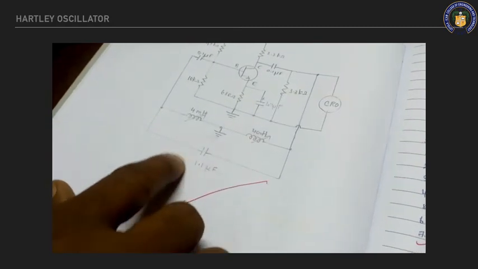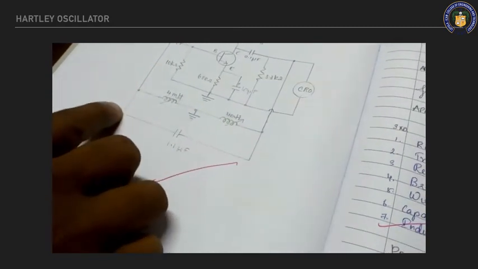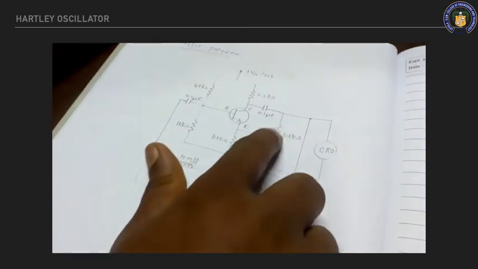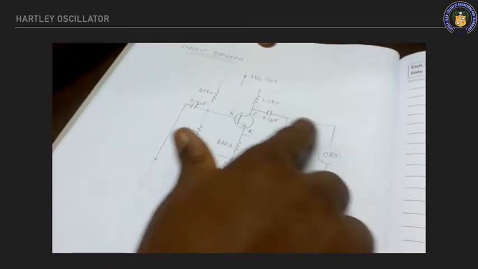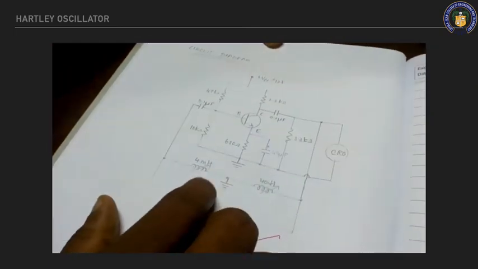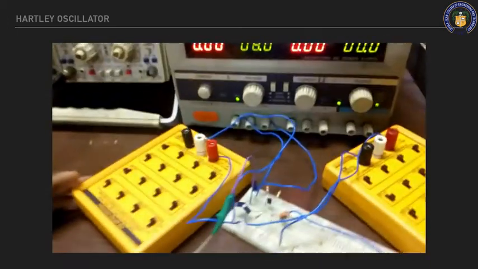One capacitor of 1 microfarad has one end connected to the collector and the other end connected to the base. This is the no input signal for the oscillator circuit. The output will be generated at the collector terminal. The inductance value is 40 mH into 4 mH. So the output will be generated in the CRO.